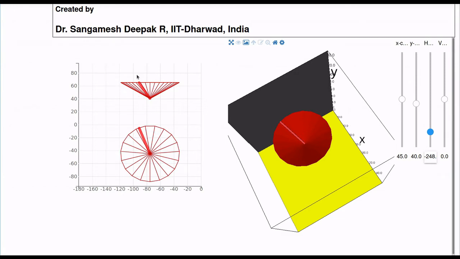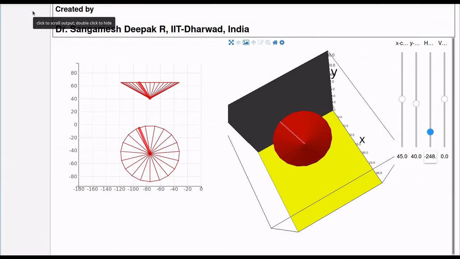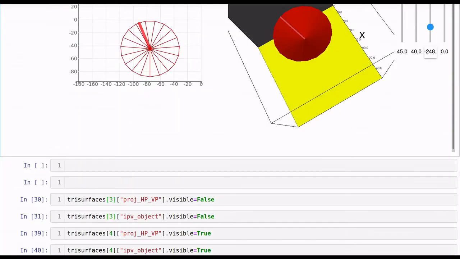So with this I'll close this video. No, before I close, let me also show that so far I was rotating the line about an axis perpendicular to HP.